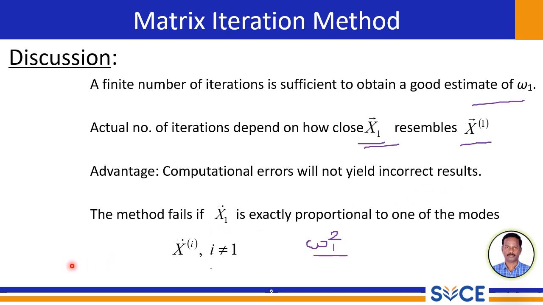The limitation is the method might fail if the initial trial vector happens to be exactly proportional to one of the higher mode shapes, not the first one. In practice, this is often avoided by choosing a suitable initial vector. Hence, the matrix iteration method provides a practical way to estimate the fundamental natural frequency and mode shapes of a system through a relatively straightforward iterative process. Let me show some examples and problems on the next slide.